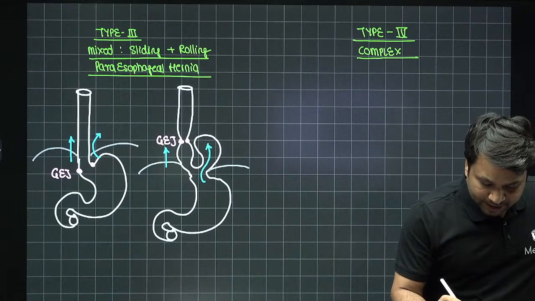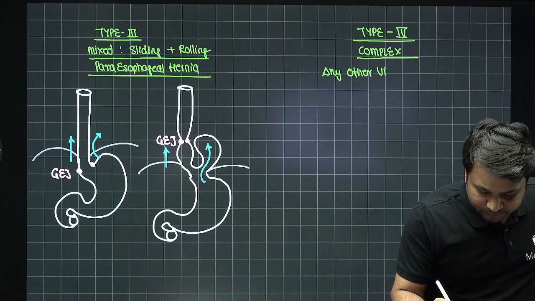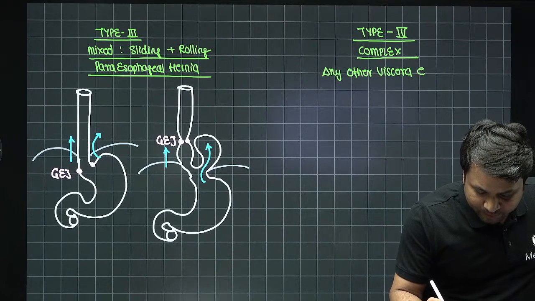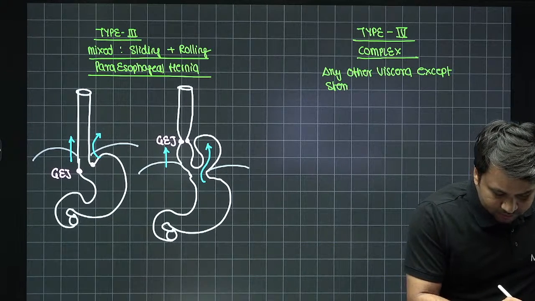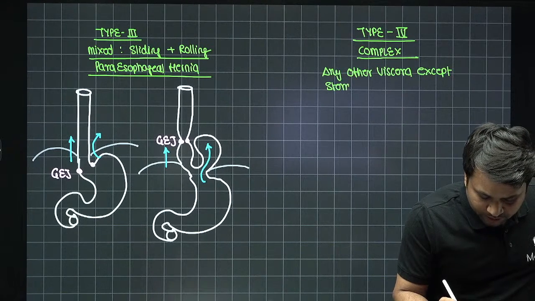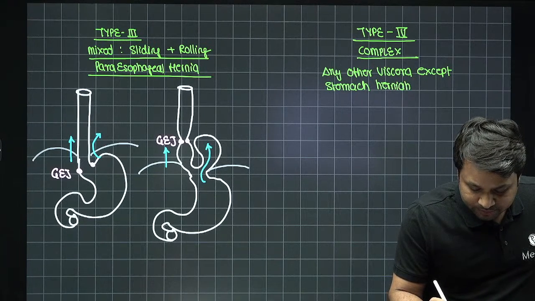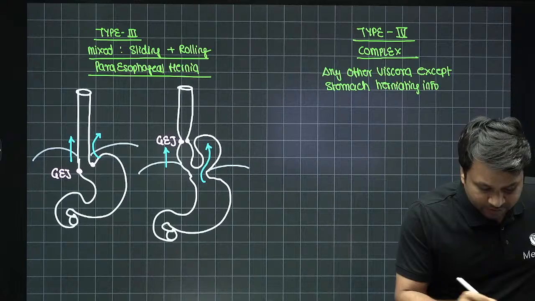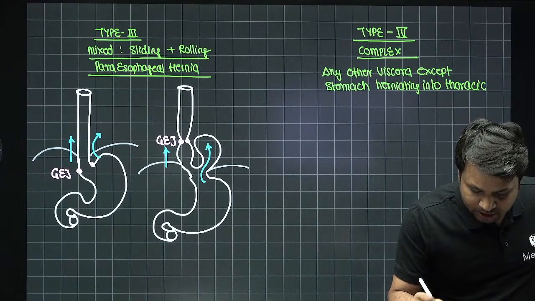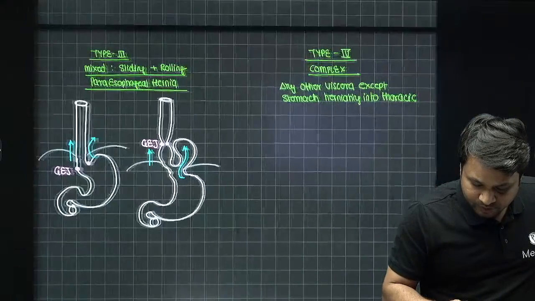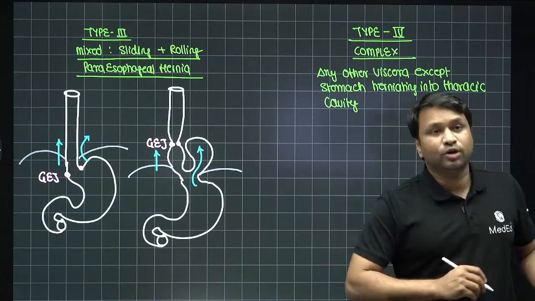So we call it any other viscera except stomach herniating into the thoracic cavity. Any other viscera except stomach herniating into the thoracic cavity would be called a type 4 or the complex variety.